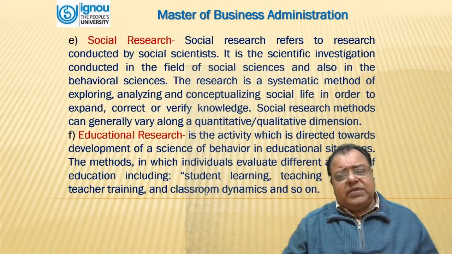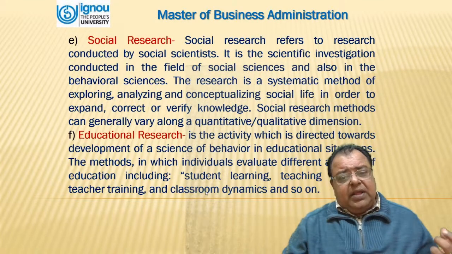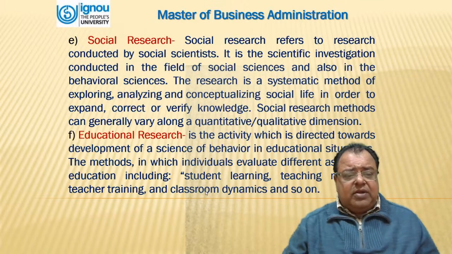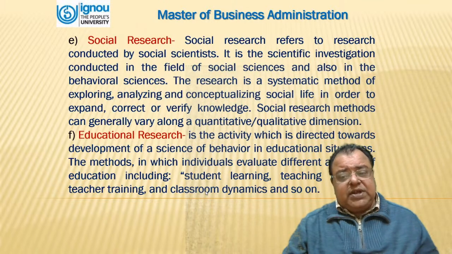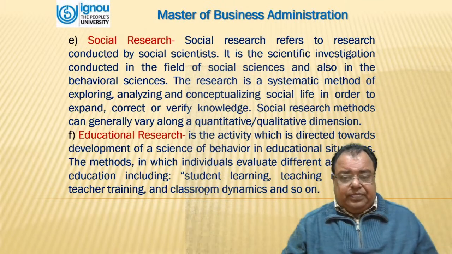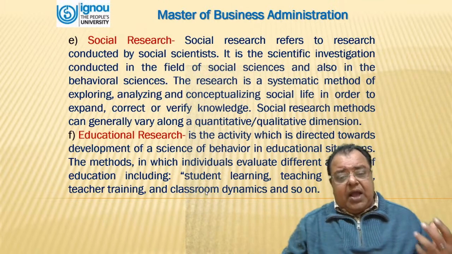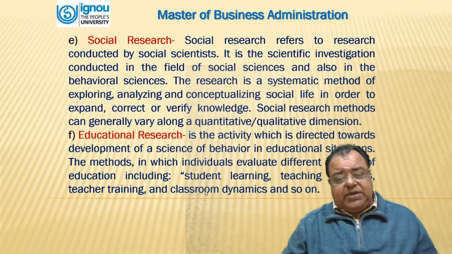Social research refers to research conducted by social scientists. It is the scientific investigation conducted in the field of social sciences and also in the behavioral sciences. The research is a systematic method of exploring, analyzing, and conceptualizing social life in order to expand, correct, or verify knowledge. Social research methods can generally vary along a quantitative or qualitative dimension.